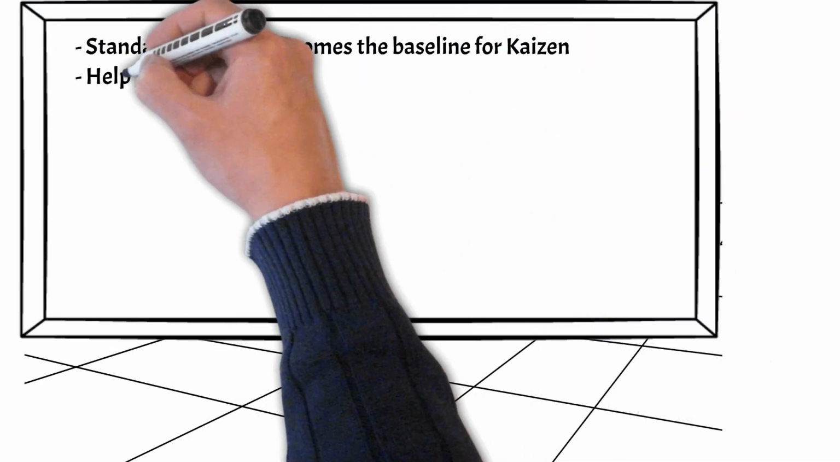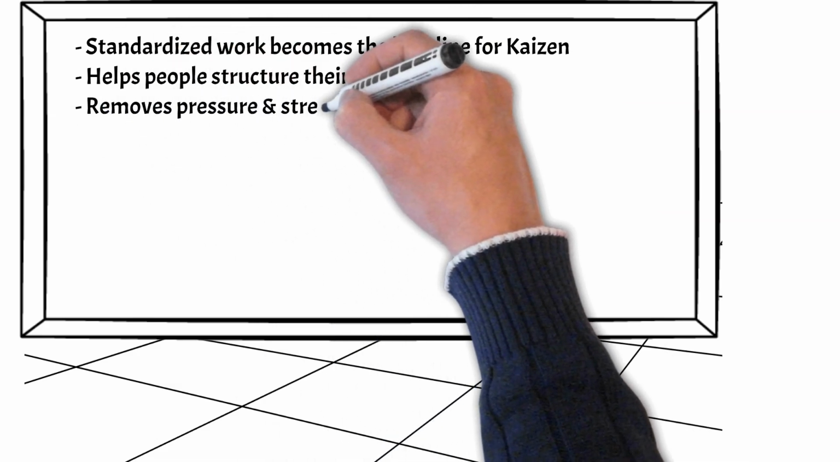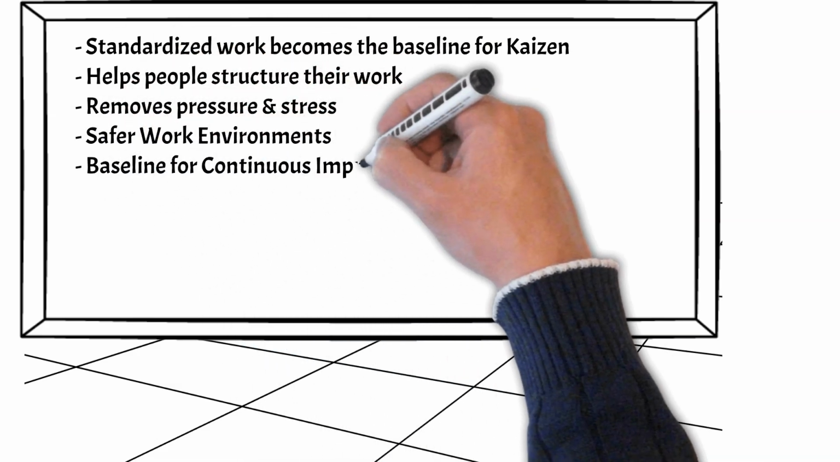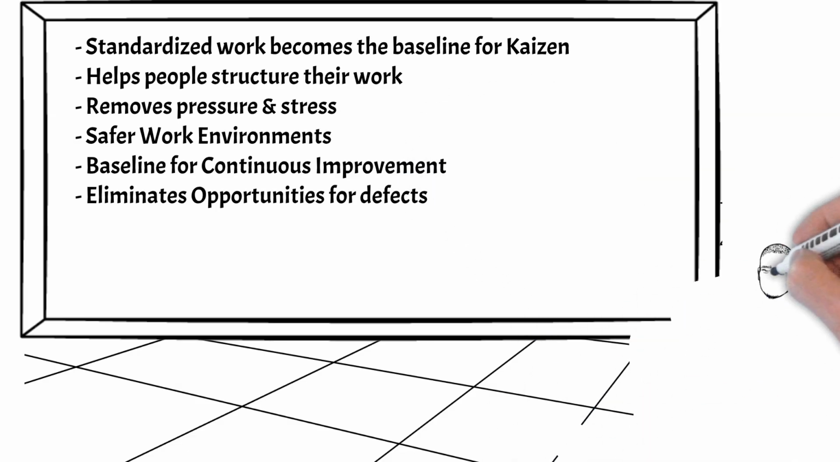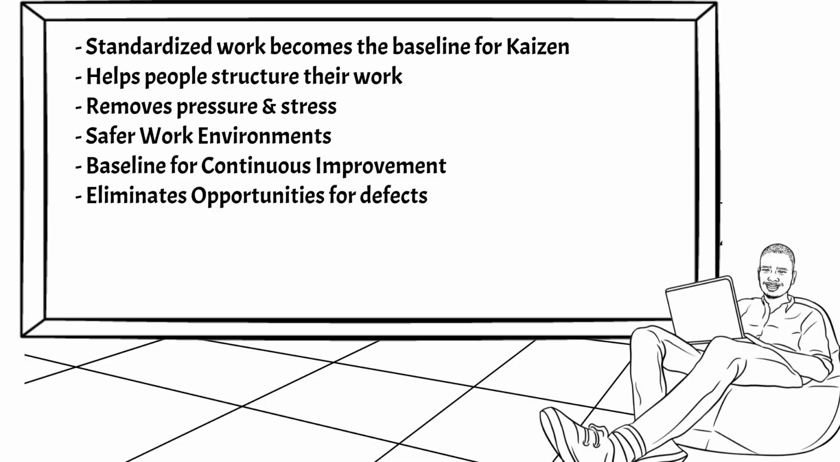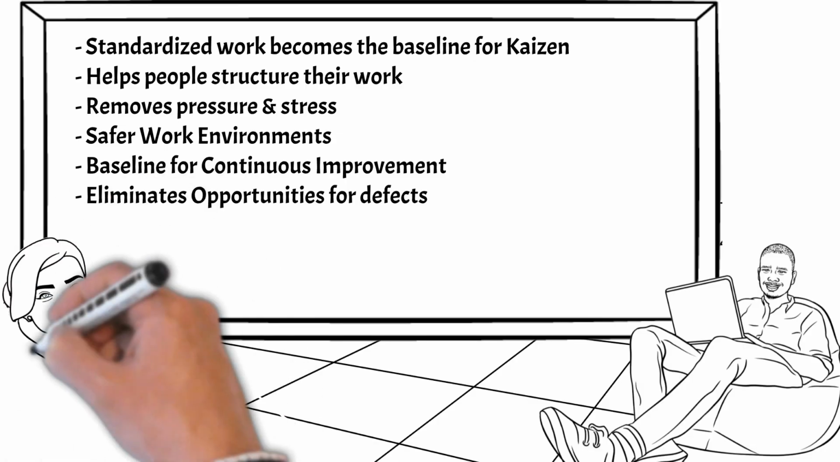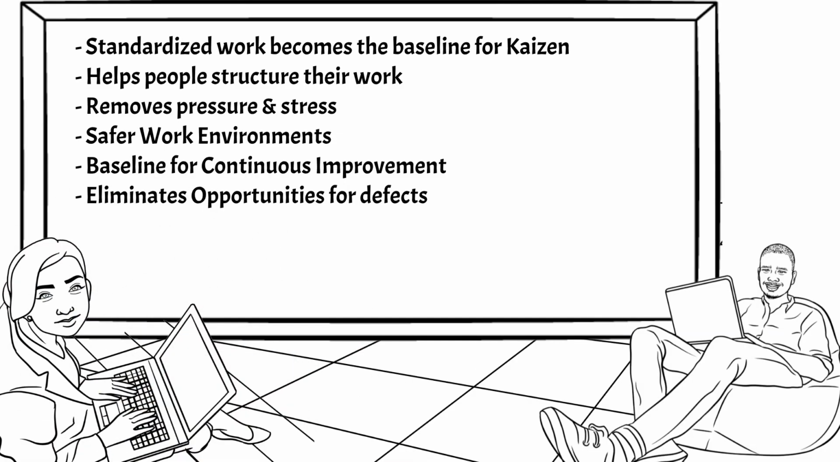Why should you standardize work? By documenting the current best practices, standardized work becomes the baseline for Kaizen. Standardized work also helps people structure their work. It removes pressure from people by reducing the stress of performing tasks improperly. It also allows for a safer work environment. When people are using a standard, it is less likely they will be injured. Standard work establishes a baseline for continuous improvement and eliminates opportunities for defects.